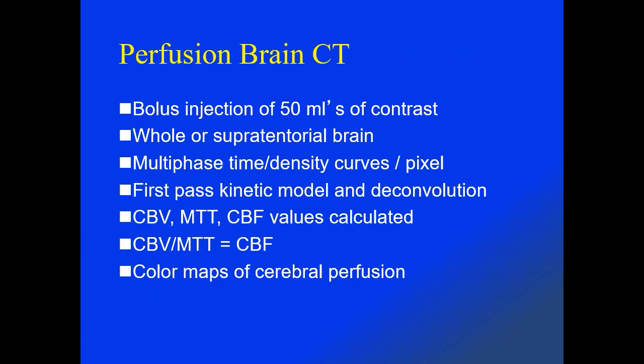Perfusion brain CT is typically done with a bolus injection of 50 mL of iodinated contrast material, with coverage either including the entire brain or mostly the supratentorial brain, with generation of multi-phase time density curves. Using first-pass kinetic model and deconvolution, cerebral blood volume, cerebral blood flow, MTT, and Tmax values can be calculated, and color maps of cerebral perfusion can be obtained.